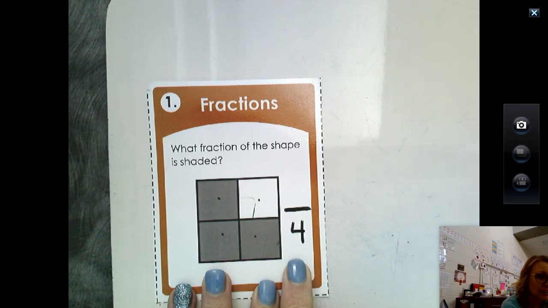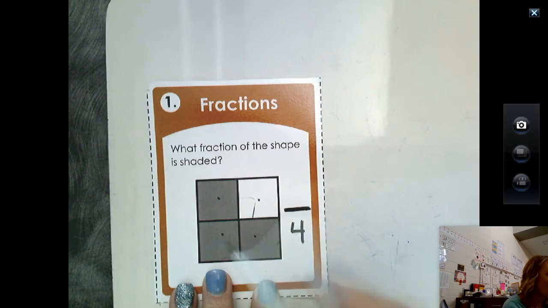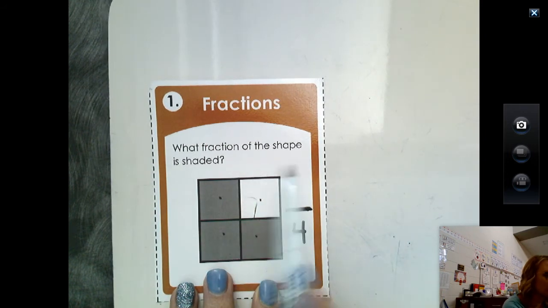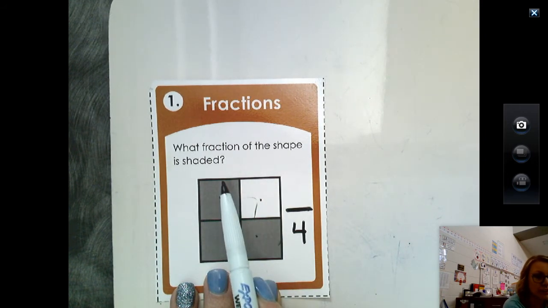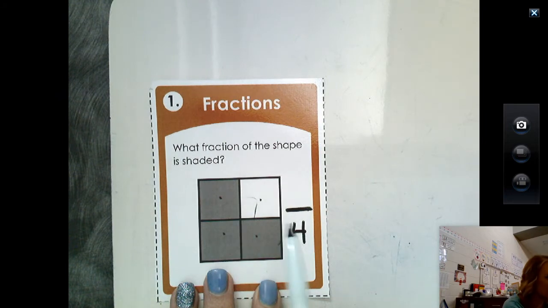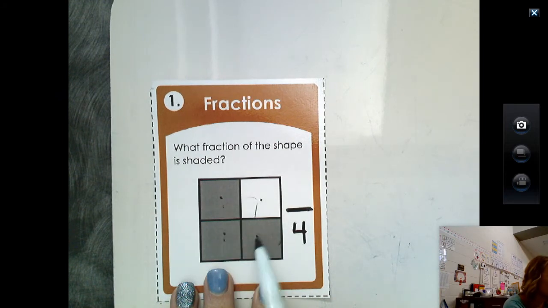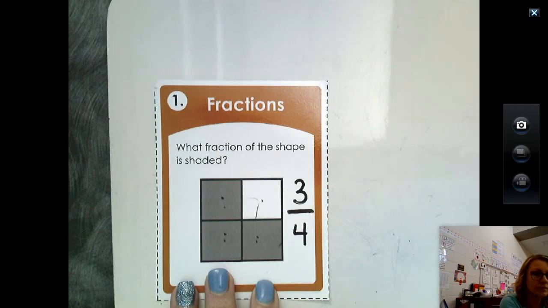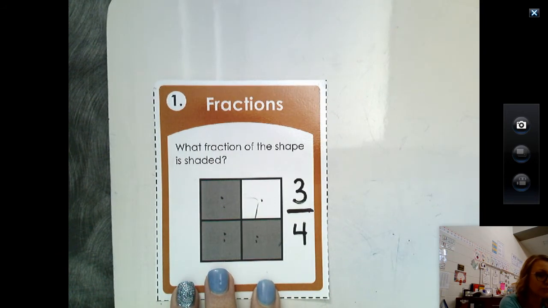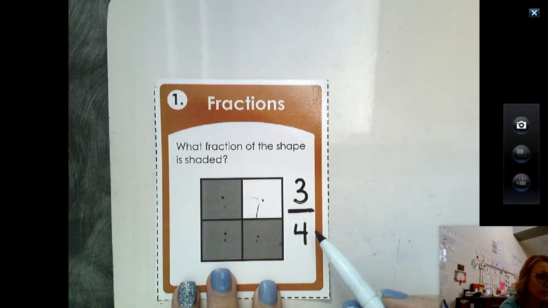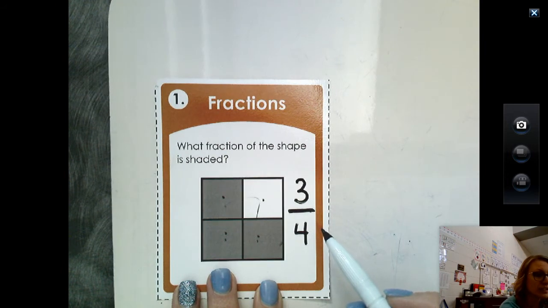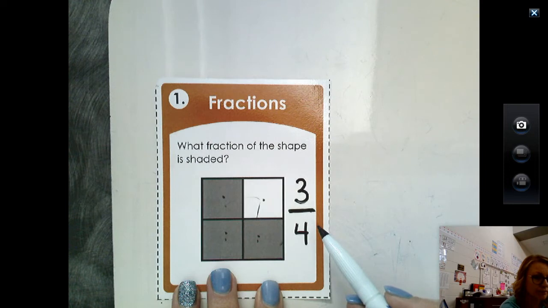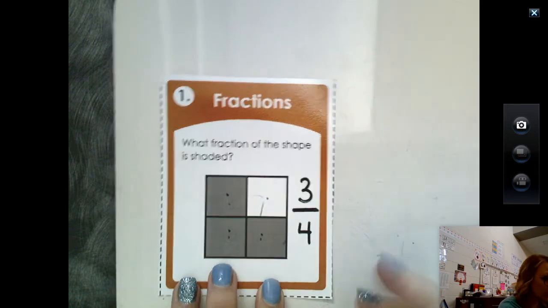Okay, and the fraction that they want us to come up with says, what fraction of the shape is shaded? So now I'm going to see how many pieces are shaded in. 1, 2, 3. I'm going to put that number on the top. That's my numerator. Okay, so if I was going to read this, I would say 3/4 of the shape is shaded because 3 out of 4 are shaded. Okay, let's look at one more.